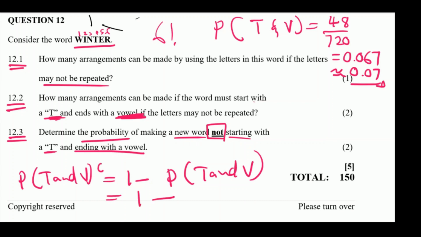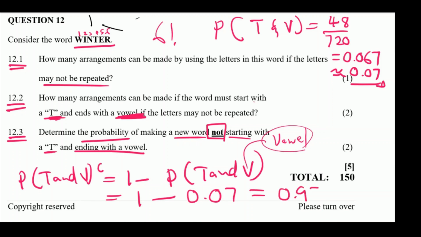So it's equal to 1 minus, so you're going to subtract the probability that it starts with the T and ends with the V. The V just stands for vowels, right? Don't forget, not necessarily the letter, but it ends with a vowel. So it's going to be 0.07, and your answer is supposed to be 0.93. So this is the solution for 12.3.